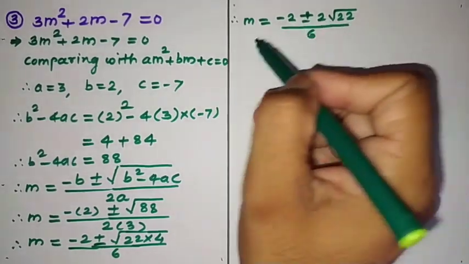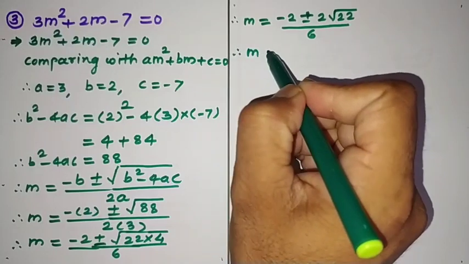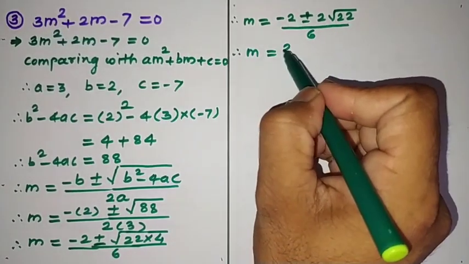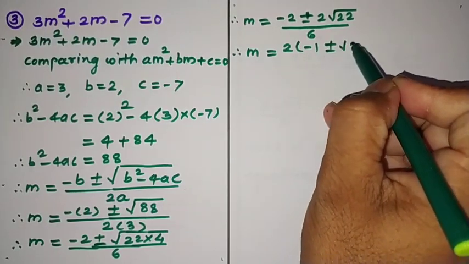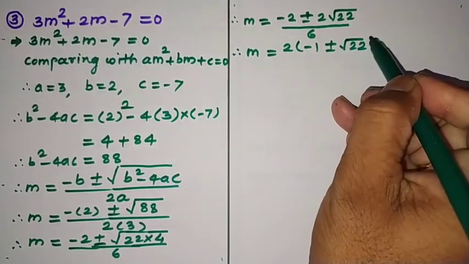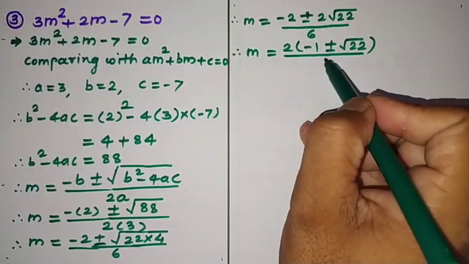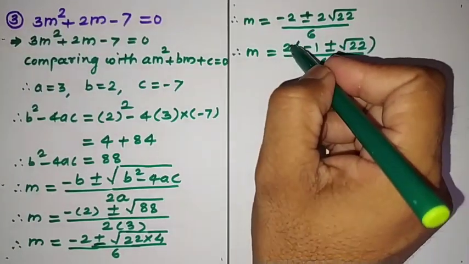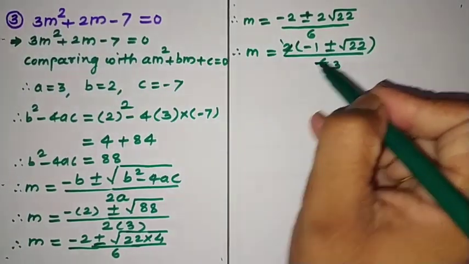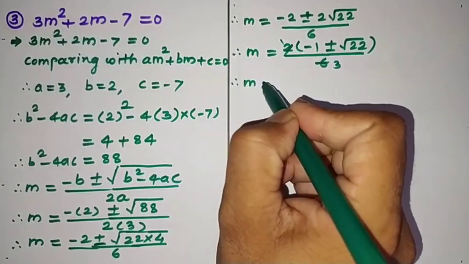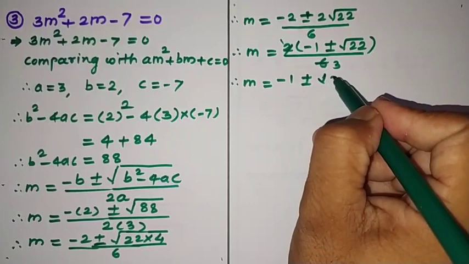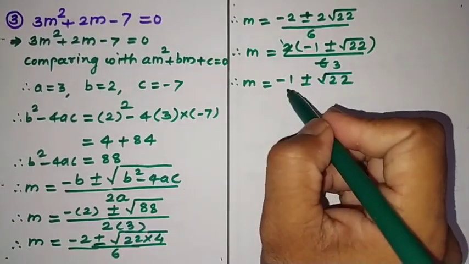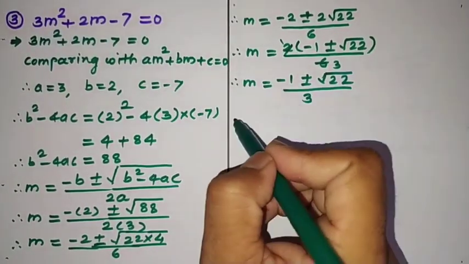Find out the common factor in the two terms. 2 is the common factor. In bracket minus 1 plus minus square root 22 upon 6. 2 1s are 2, 2 3s are 6. Therefore, m is equal to minus 1 plus minus root 22 upon 3.